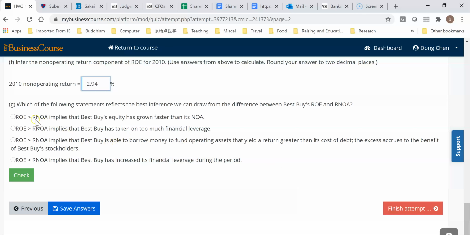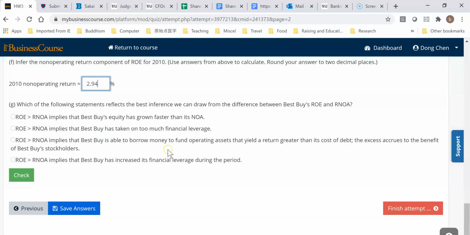So A, ROE greater than RNOA implies that Best Buy's equity has grown faster than its NOA, and that's not what we have. Cannot infer this. And B, ROE greater than RNOA implies that Best Buy has taken on too much financial leverage. We also cannot infer this. And C implies that Best Buy is able to borrow money to fund operating assets that yield a return greater than its cost of debt. Excess accrues to the benefit of Best Buy's shareholders.